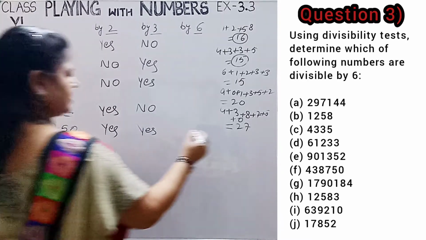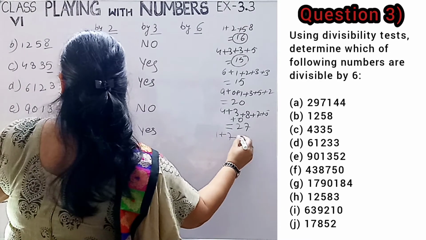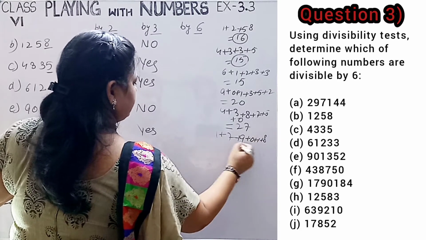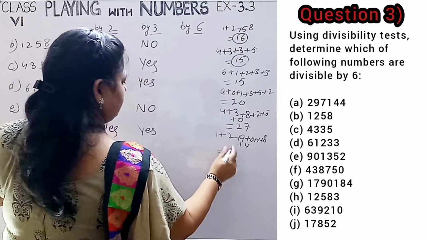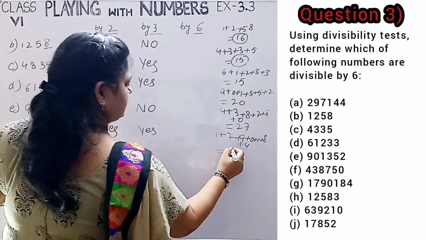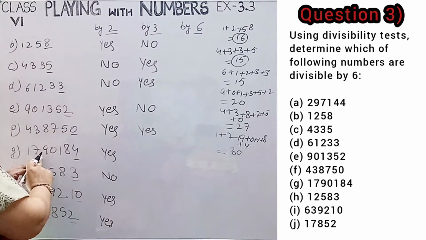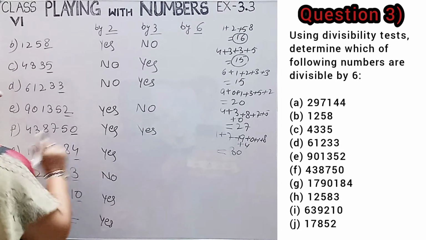Now coming to next part. 1 plus 7 plus 9 plus 0 plus 1 plus 8 plus 4. And after adding these digits we get 30. And 30 is a multiple of 3. So this number is divisible by 3 also.